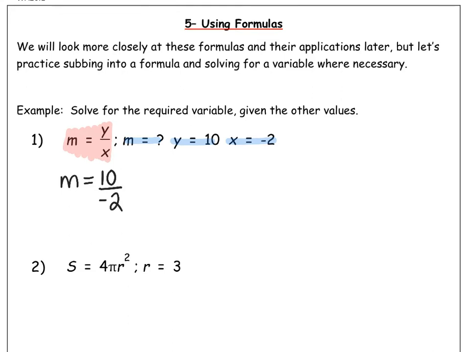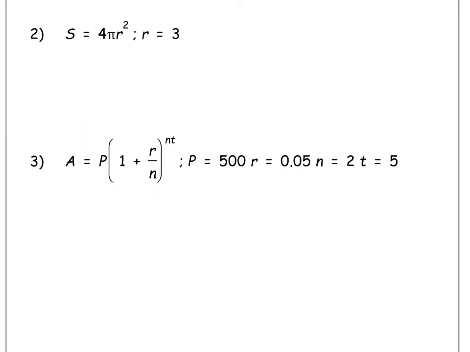So remember that this means a divide sign. The fraction is the same as the divide. So 10 divide -2 gives me -5. So you're just using that formula. Let's look at a couple more.